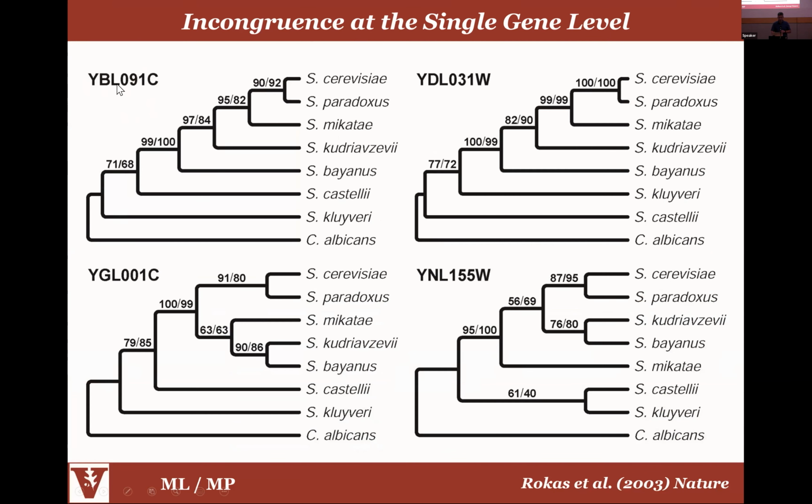If you look at this gene, YBL092C, and compare it to YBL031W, you'll see that the positions of these 2 species, Castellii and Cloveri, have been switched. If you compare this gene with this gene, you see that relationships among the closely related species next to Cerevisiae are altered, and so on and so forth. We saw about 30 different topologies among a set of 100 gene trees, which was really surprising at the time. In retrospect, it shouldn't have been surprising, but back then it really surprised people.